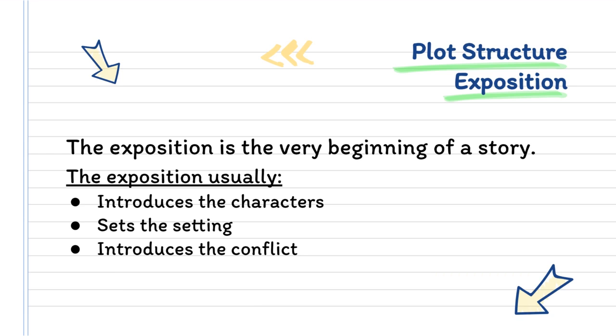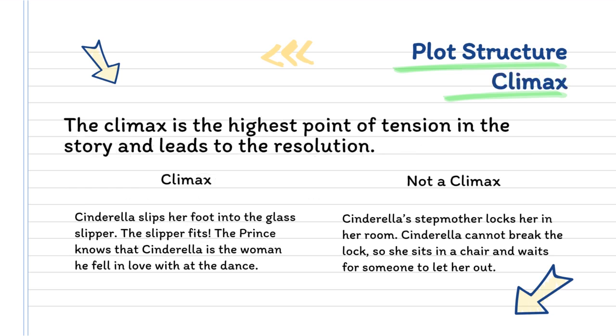And then finally, the exposition is going to introduce the conflict. So this conflict is what's going to get the ball rolling and get the sequence of events really started in regards to the plot. And so that conflict is going to make it so that the characters are going to start acting on it, and that it's really going to get the rising action started.